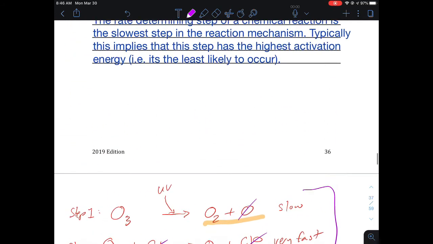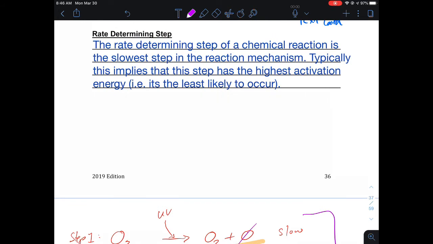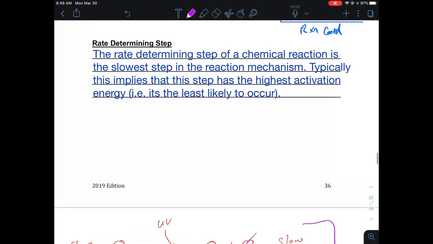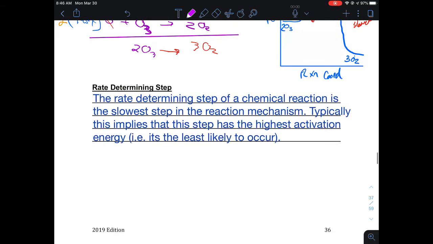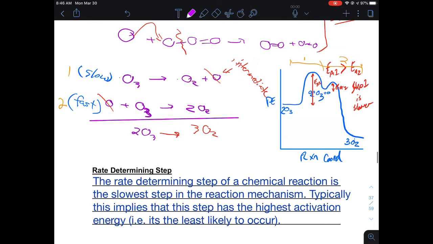All right, do I have anything else to say here? The rate determining step of a chemical reaction is the slowest step in the reaction mechanism. Typically, this implies that the step has the highest activation energy. It is the least likely to occur. In both of these reactions, the rate determining step is probably that ozone breaking down into oxygen and a free oxygen. I'm going to rewrite this one to match our new story. This is going to be moderate.